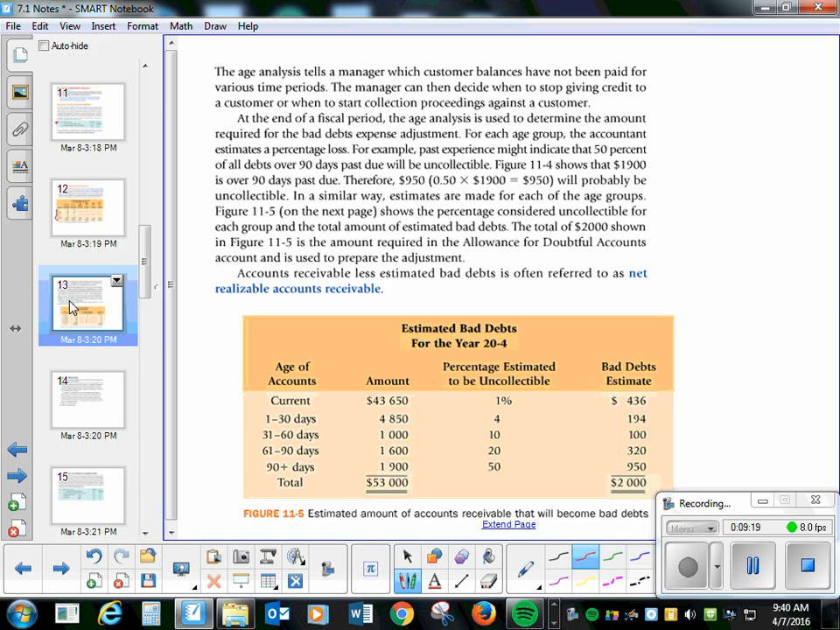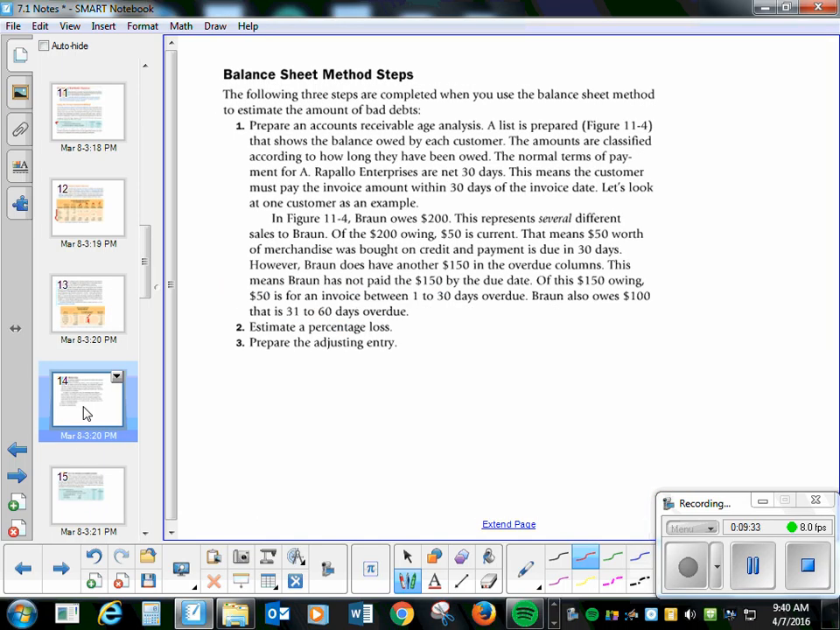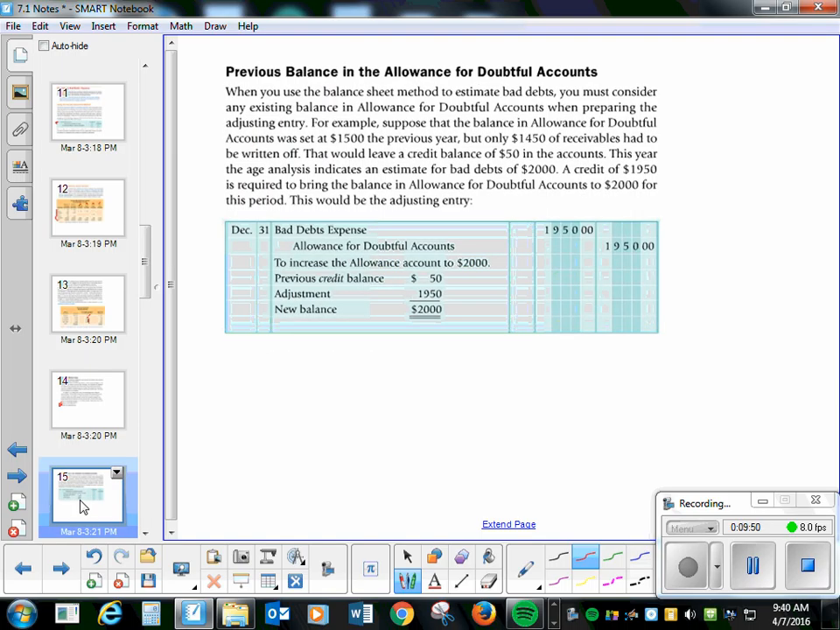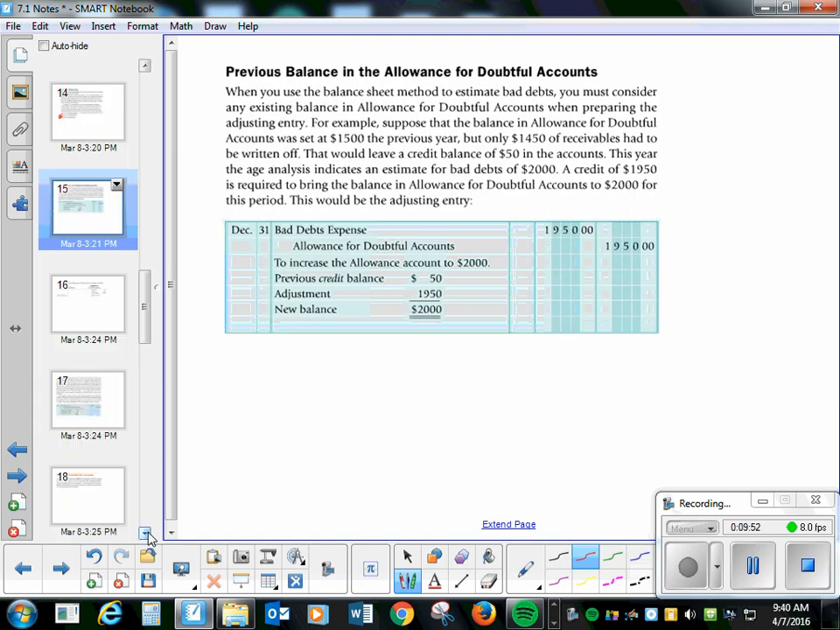So if it's current, see how these numbers are low? They go up as the time increases. The longer somebody owes you money, the less chance that you're going to be seeing it. So here, if you want to just go through that, it tells you the three steps that you need to do. Basically, you have to prepare an accounts receivable age analysis by the customers and how long they owe you the money. You need to estimate a percentage loss, and then you need to prepare an adjusting entry.